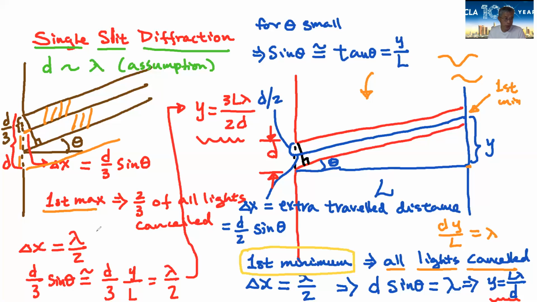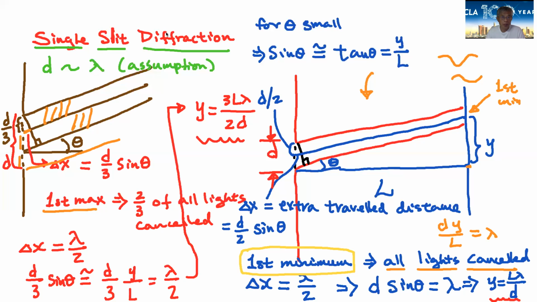So when that occurs, your delta x is equal to lambda by 2, and we put this into here. We have D sine theta divided by 3, and for sine theta we put in Y divided by L again, equal to lambda divided by 2. Solving for Y again, Y is equal to 3L lambda divided by 2D. That's how you find the first minimum and first maximum.